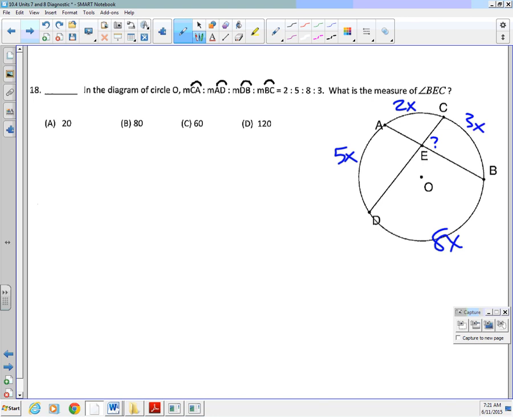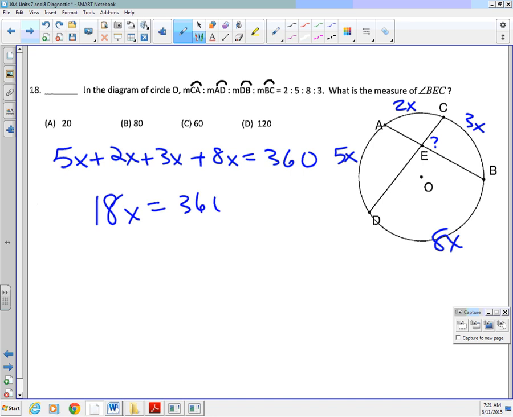Now I need to find out what x is. Well, all 4 of those arcs comprise the circle. So I can add them all up and get 360 degrees. So 5 plus 2 is 7, plus 3 is 10, plus 8 is 18. So I get 18x is 360, divided by 18, and x is 20. Now that doesn't answer the question. I want to find BEC.